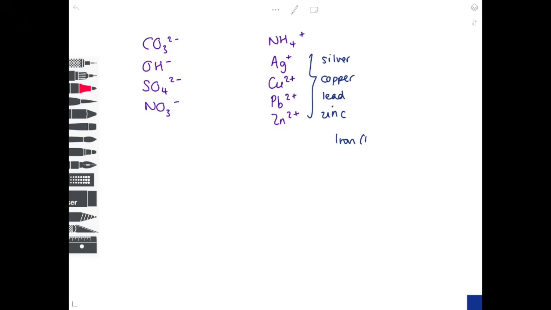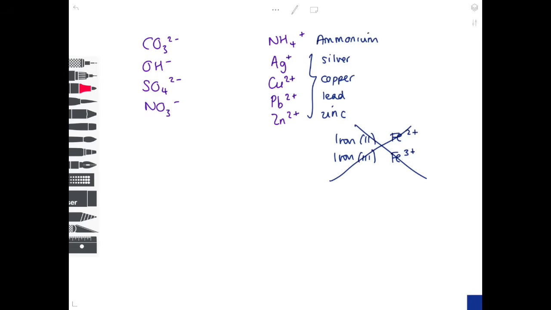Notice with transition metals like iron that have variable valencies, you'll be given it in the question so you can actually see what their charge will be given by the Roman numerals. So that's not something you need to remember. This is the ammonium ion.